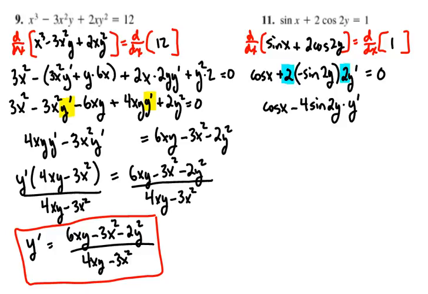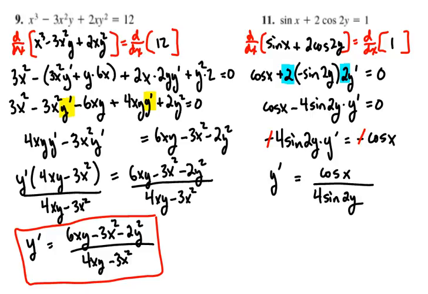Again, we just want to isolate the y prime. So we move the cosine x over and it becomes negative. Negatives on both sides can be canceled. All I need to do now is divide both sides by 4 sine of 2y, and we're done. That's how easy it was. The trig problems were even easier than the algebra problems. Okay, so we have y prime is equal to cosine x over 4 sine of 2y. And we'll go on to number 13 in the next video.